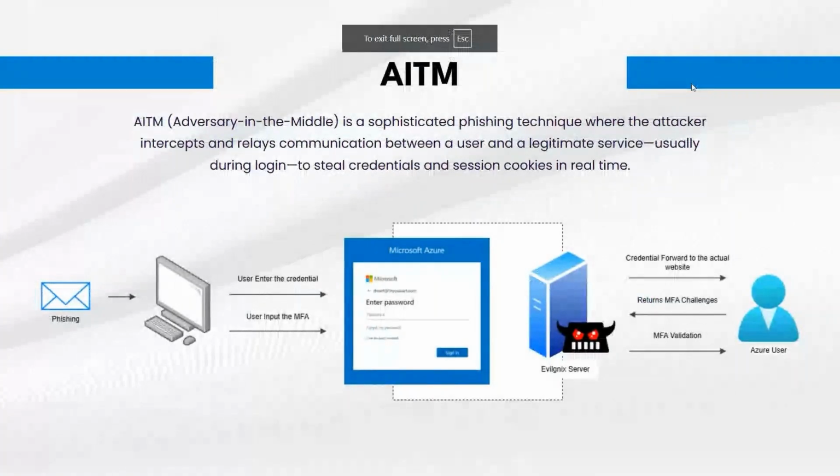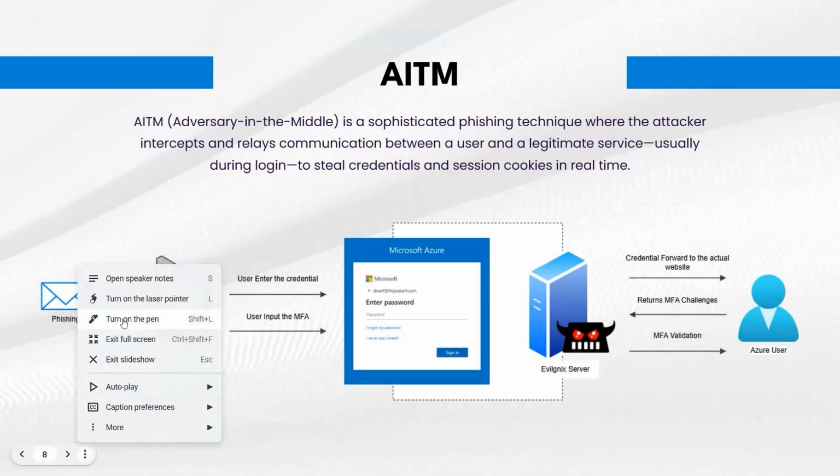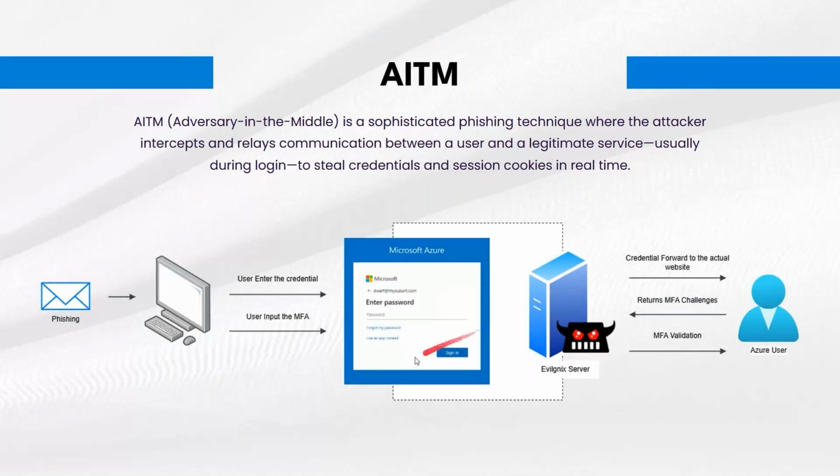The understanding might be quite hard, but the concept is simpler, so let me try to explain it in a simpler way. In an AiTM attack, generally the attacker impersonates using the Evilginx template. Once the user enters the credentials, they are forwarded to the original Azure login portal, and once validated, the response is returned back to the user. So this is how it works.